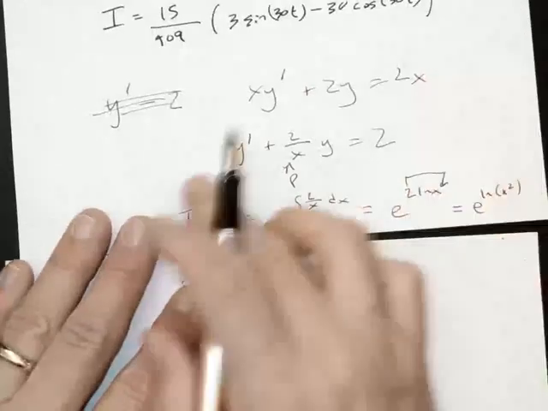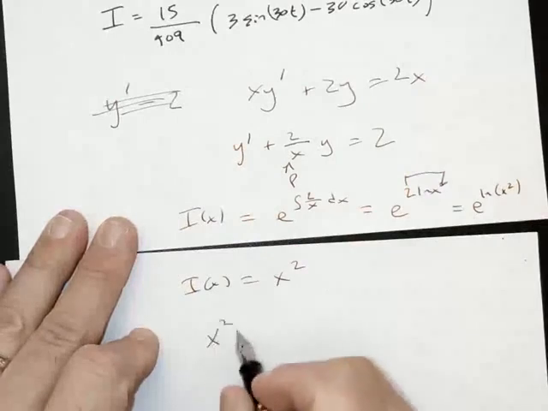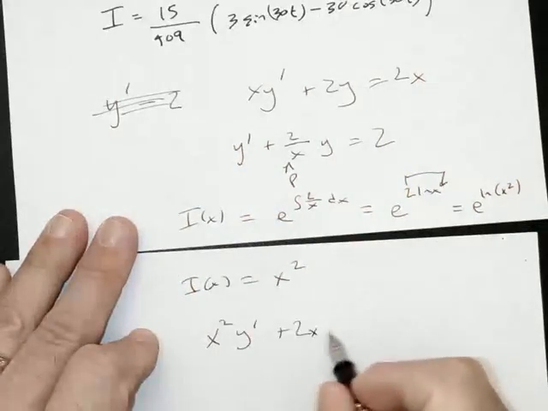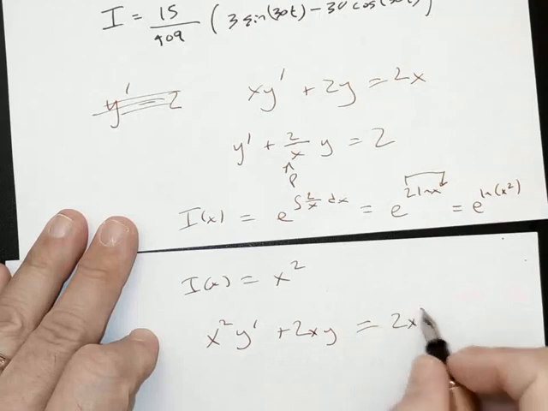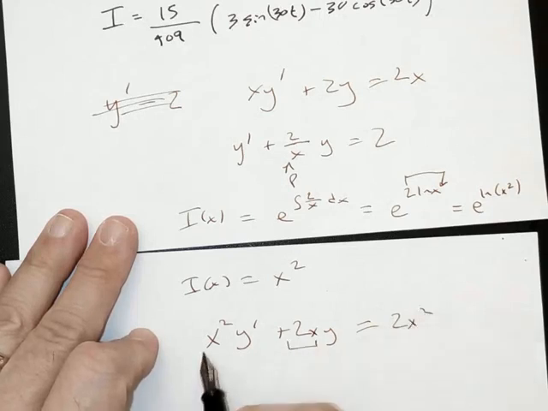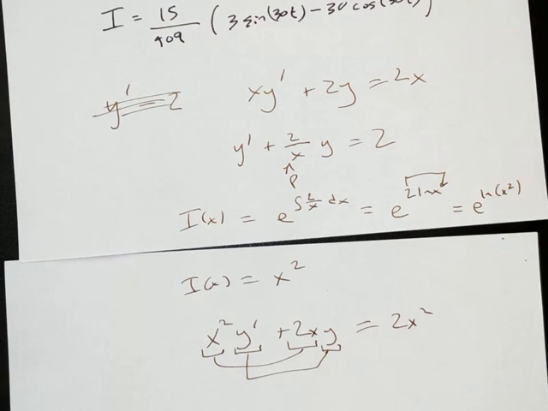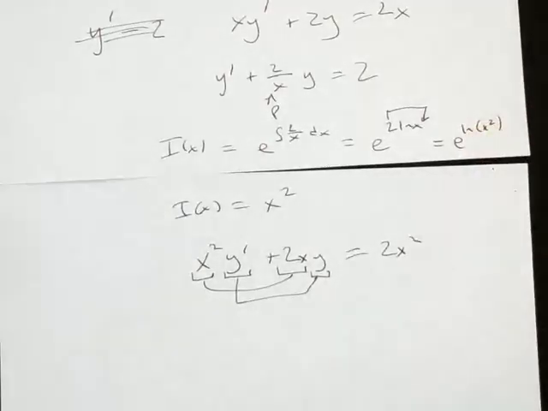Okay, go back up here, multiply through by x squared: x squared y prime plus 2xy equals 2x squared. Now this is the derivative here, and this is the derivative here. I have a product rule. Ta-da!